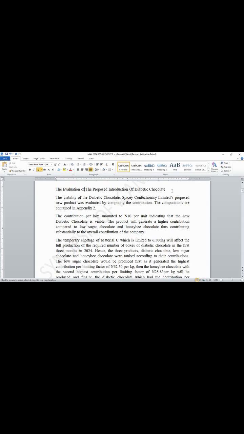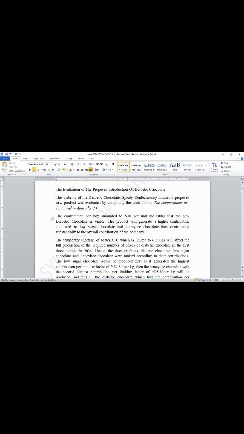Viability of diabetic chocolate was evaluated using contribution, by completing the contribution, and computations are in appendix 2. The reason why I did this is because some people, like me, used to forget how to put in brackets appendix 2. You must link your appendix to your main report. I always say it all the time. Marks are awarded for that. So you can just put it there: computations are contained in appendix 2. Calculations are in appendix 2, whatever. Just put it there. You must link.